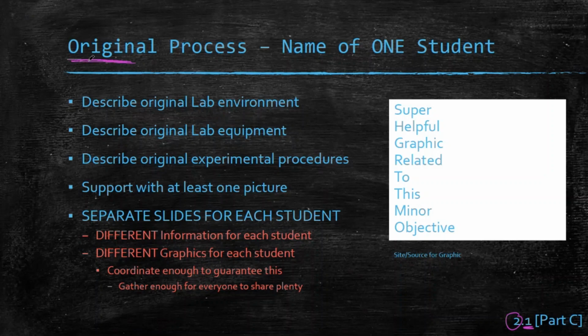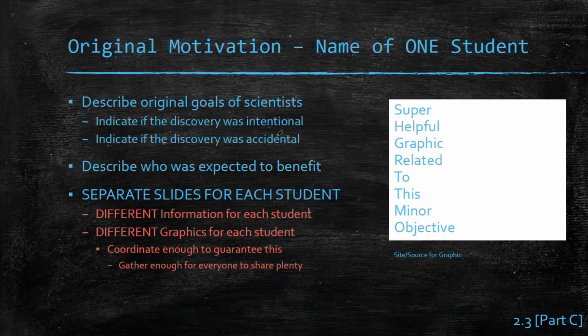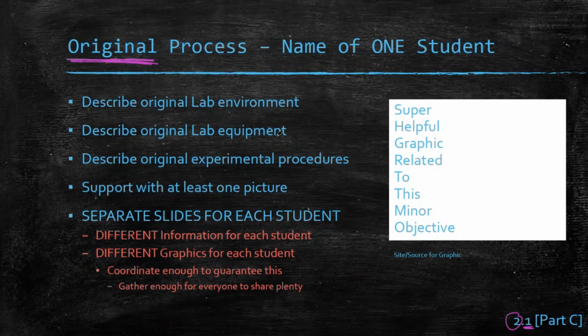Broken into two main objectives. We've got original everything, so original process, original difficulties, original motivation, original benefits. So basically, you want to think back then, when the scientists were first discovering, or about to discover, or had just recently discovered, all around that time period.